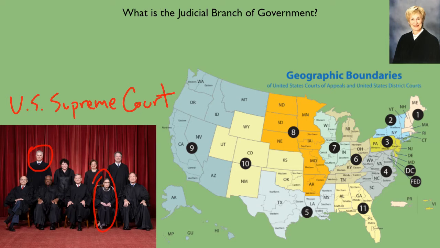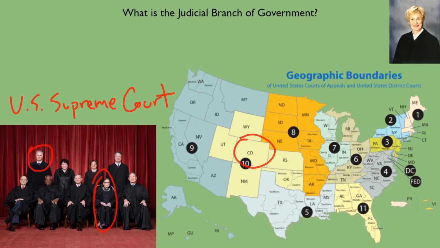Underneath the U.S. Supreme Court are what are called courts of appeal. On this map on the bottom right, you can see the different courts of appeal. There are 11 appeals courts plus the D.C. and the federal courts of appeal. We in Colorado are in the 10th Circuit. If you ever hear people say circuit courts of appeal, these are the districts they're talking about, broken up across the United States.